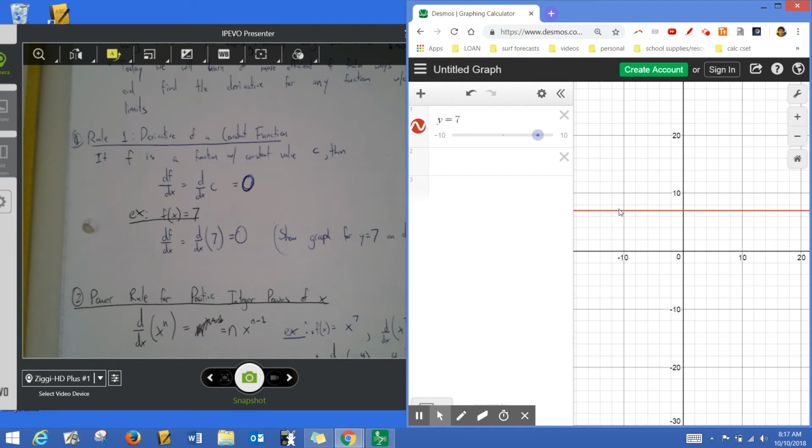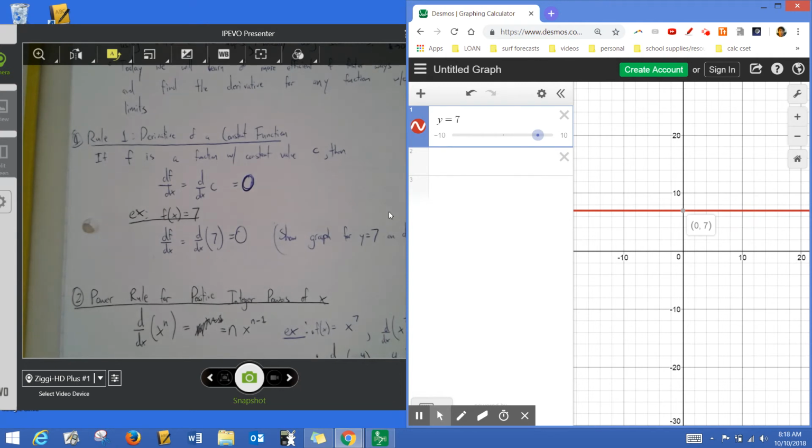Let's look at y is equal to 7. Is there a slope at all? Is there an increasing or decreasing slope at all for y is equal to 7? No. So that's why any constant value is just going to give me a straight line. There's no slope for it. So that sort of makes sense.